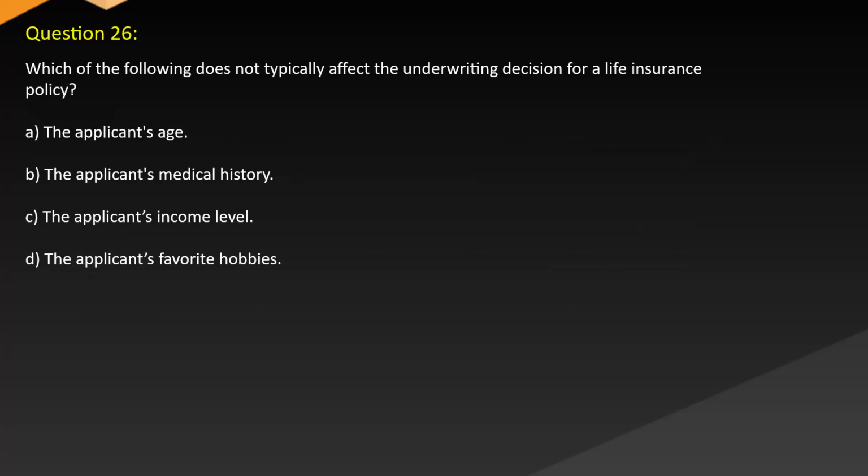Question 26. Which of the following does not typically affect the underwriting decision for a life insurance policy? A. The applicant's age. B. The applicant's medical history. C. The applicant's income level. D. The applicant's favorite hobbies.